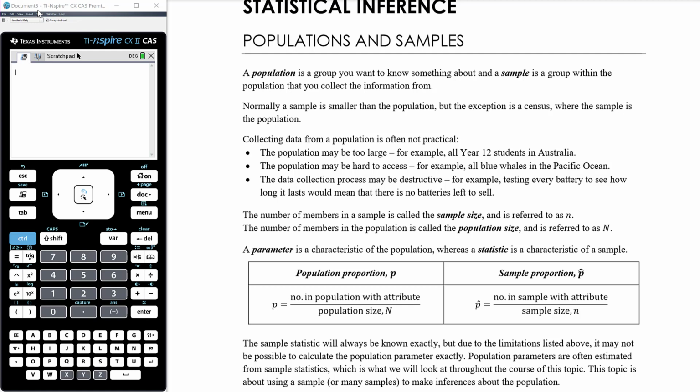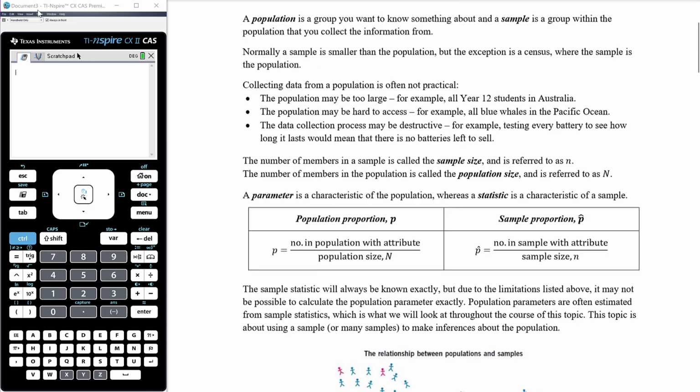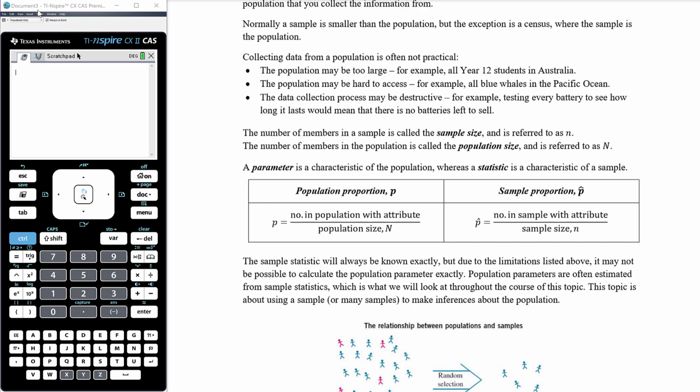And the third reason is that the data process could be destructive. So, for example, if we want to test the battery life of batteries, if we were to test every battery to see how long it lasts, then we're left with no batteries. So that would always be a sampling thing. Okay, so the number of members in the sample is called the sample size, and we use lowercase n to refer to that. And the number of members in the population is called the population size, and it's referred to as uppercase N. When we're talking about a property of a population, we call that a parameter.